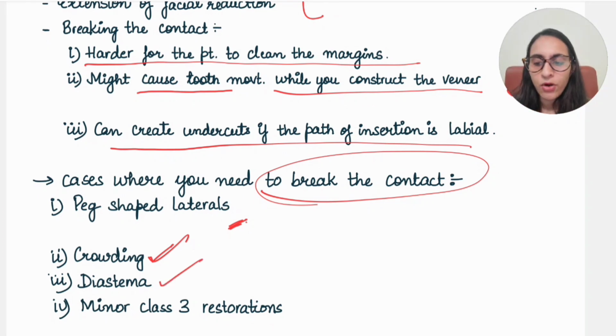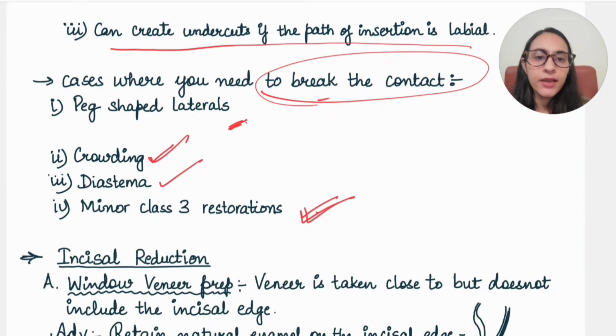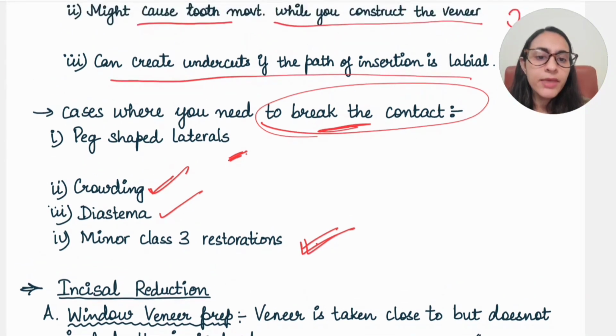In case of diastema we break the contact point, and minor class 3 restoration you need to end on the sound tooth structure. So these four situations, we break the contact, but otherwise in a normal scenario, we do not break the contact while we are doing the proximal reduction. Coming to the incisal reduction, we are not breaking the contact between the two teeth. This is the meaning of breaking the contact point.